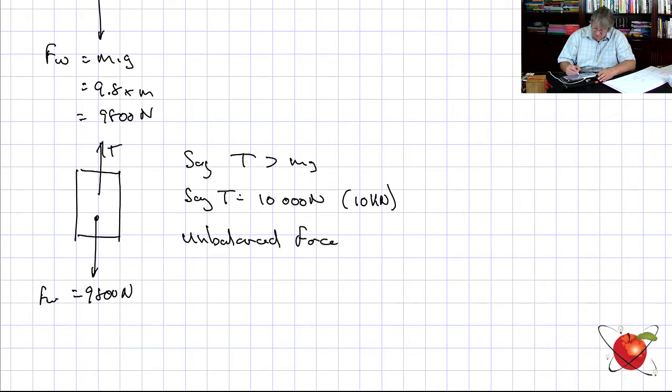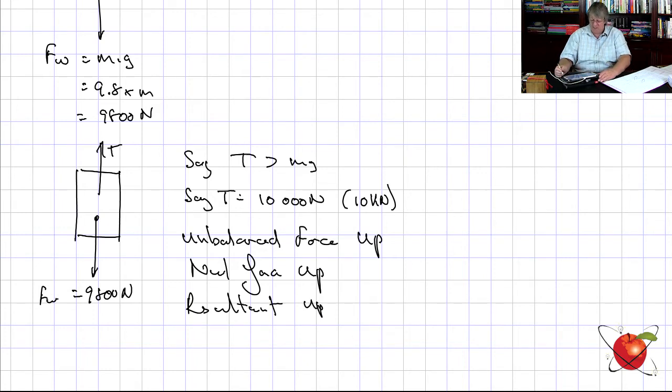Unbalanced force up. Net force up. Correct? Resultant is up. And how much? So we say F net is equal to up minus down, or down minus up. Doesn't matter. We'll get to the signs in a bit. F net is going to be equal to 10,000 minus 9,800, which is going to be equal to 200 newtons.